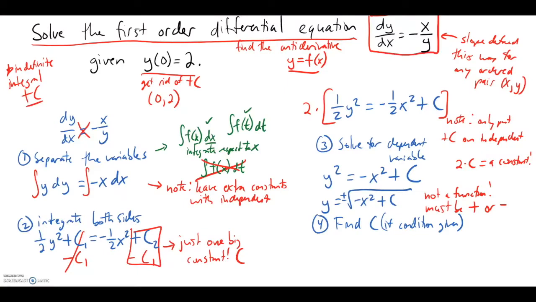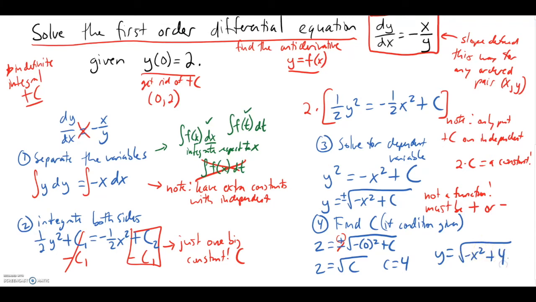In that last step, find c if you're given a condition about this original function. And we were. We knew that our y value is 2 when our x value is 0, which tells me that my outcome had to be positive, so I just want the plus and not the minus anymore. And now I've resolved this whole problem with not being a function. Completing this and solving for c, we will get that 2 equals the square root of c, and c equals 4, giving our final equation as y equals the positive square root of negative x squared plus 4.